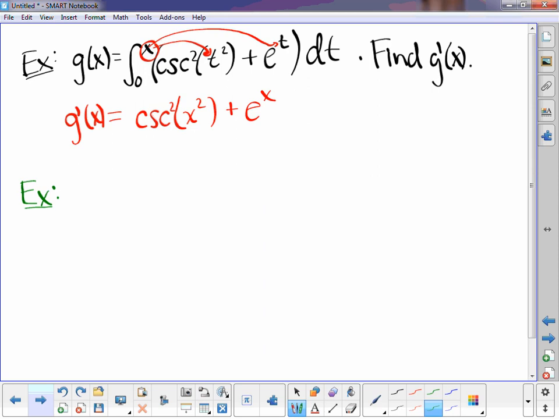Okay. g of x equals the integral from 7 to x to the 5th. And we'll go relatively simple here. Square root of sine of t dt.